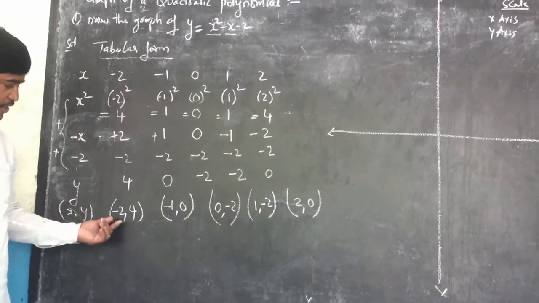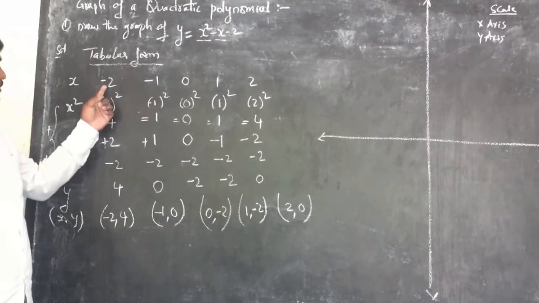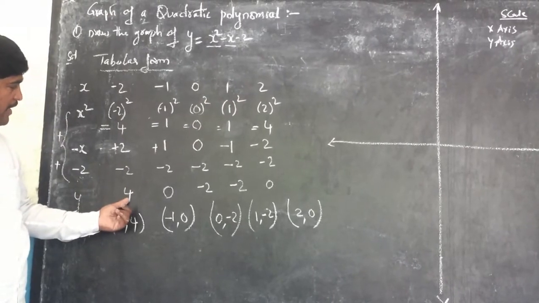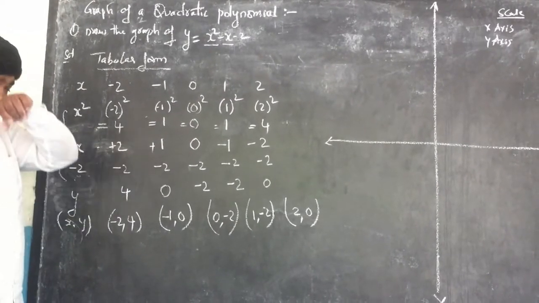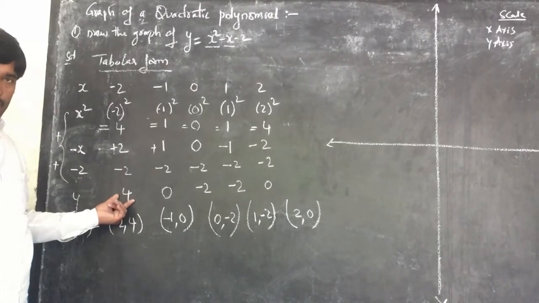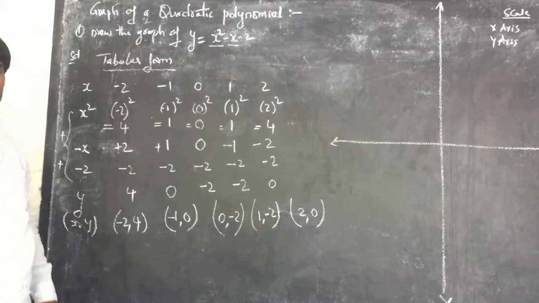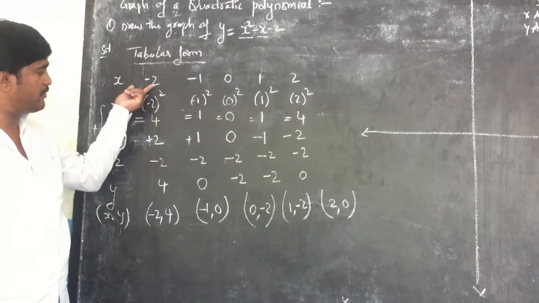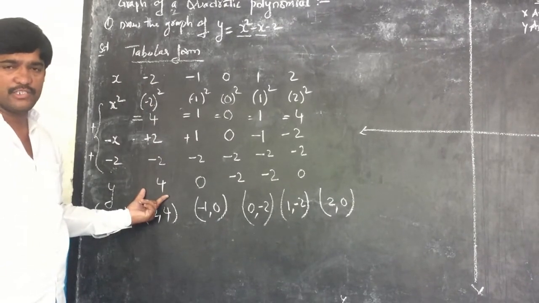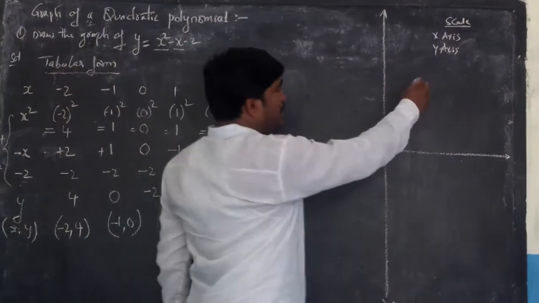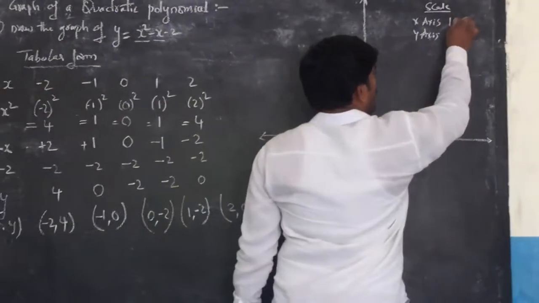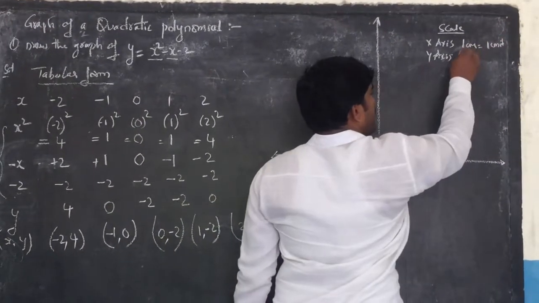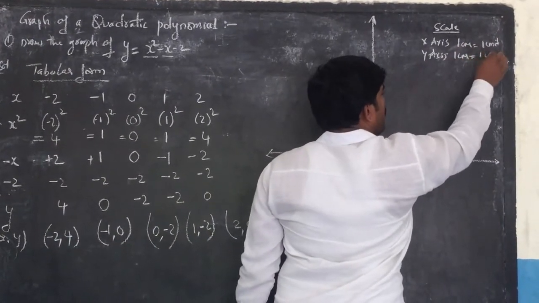First of all, check what is the highest value of x here. I have taken minus 2 as well as 2. Similarly, check for y. The highest value of y is 4. So on the graph paper, after dividing the coordinate axes, the scale I need is 1 for x as well as 1 for y. Why? Because on the x axis, 1 centimeter is equal to 1 unit only. Similarly, on the y axis, 1 centimeter is equal to 1 unit only.